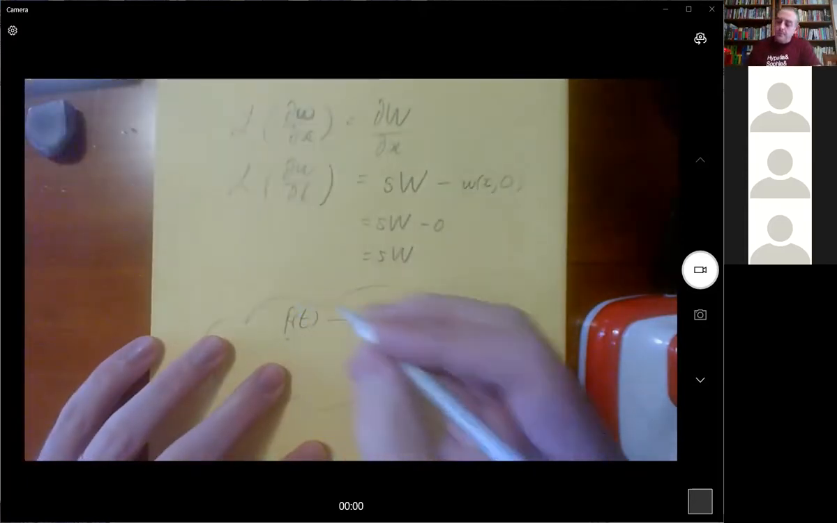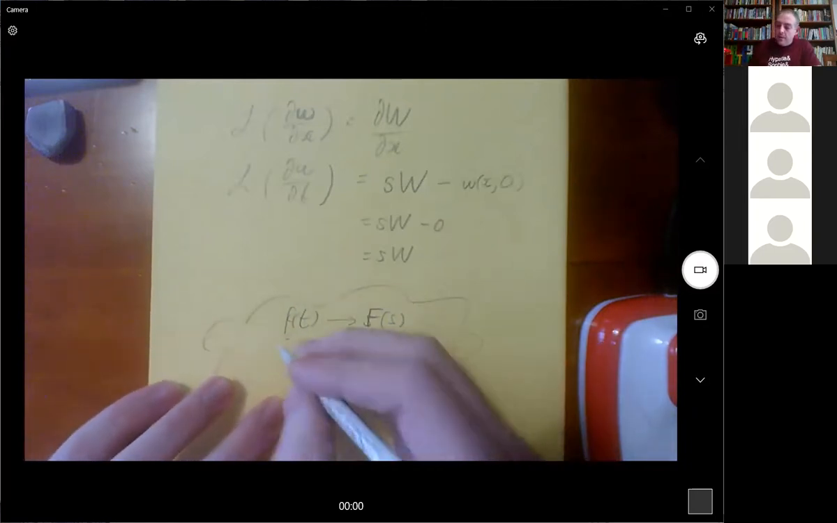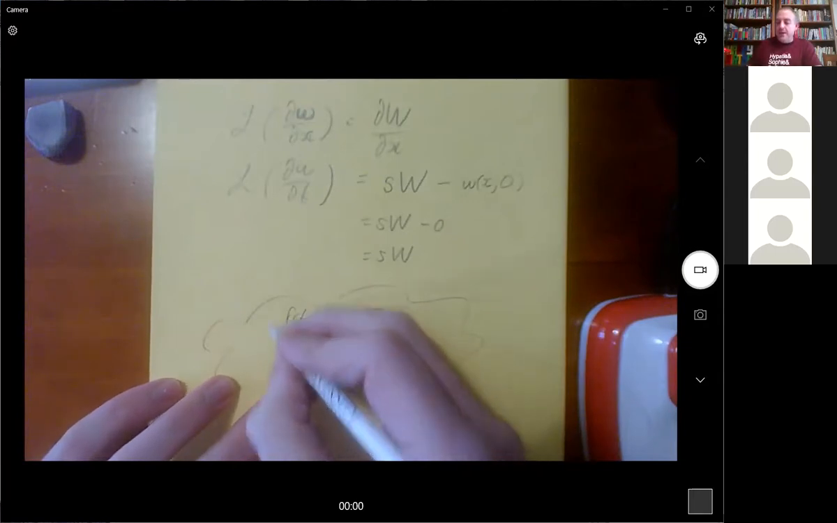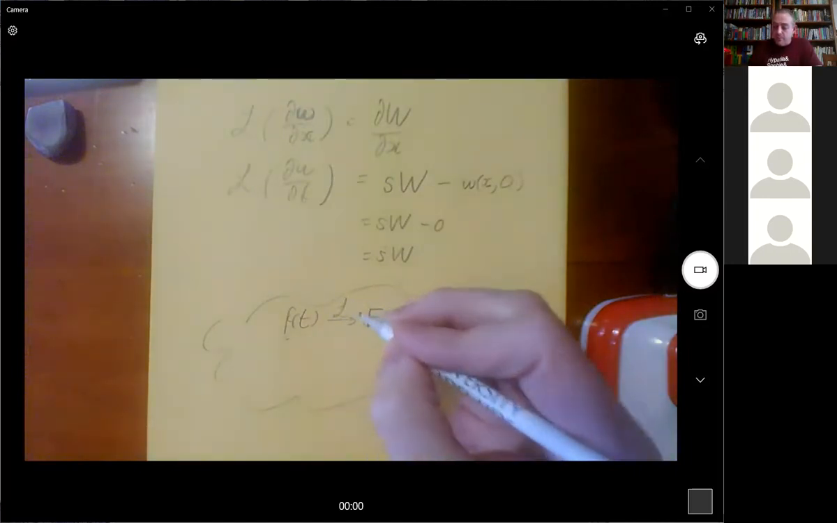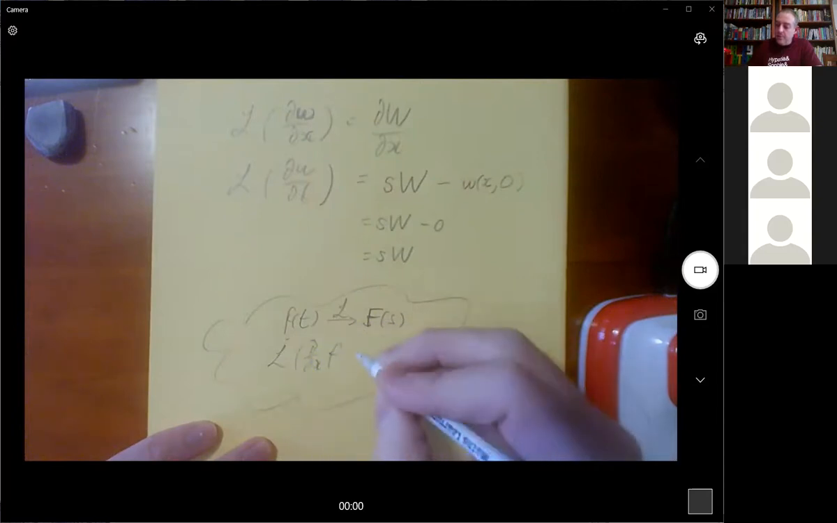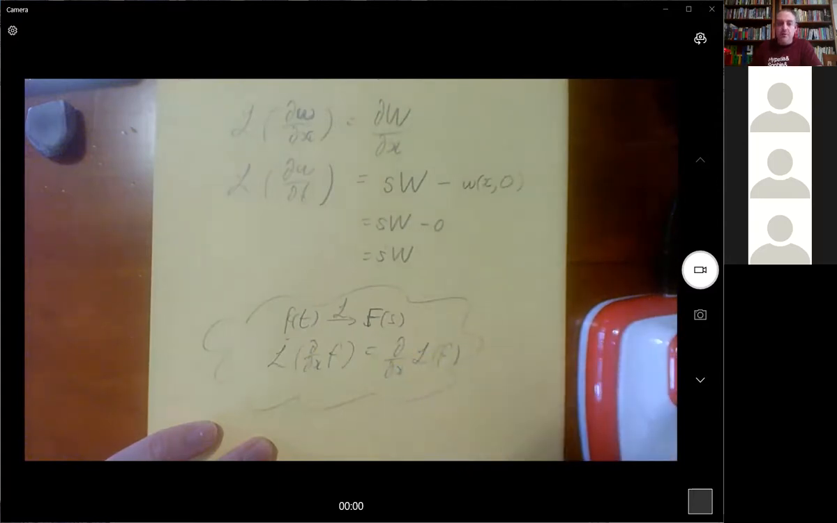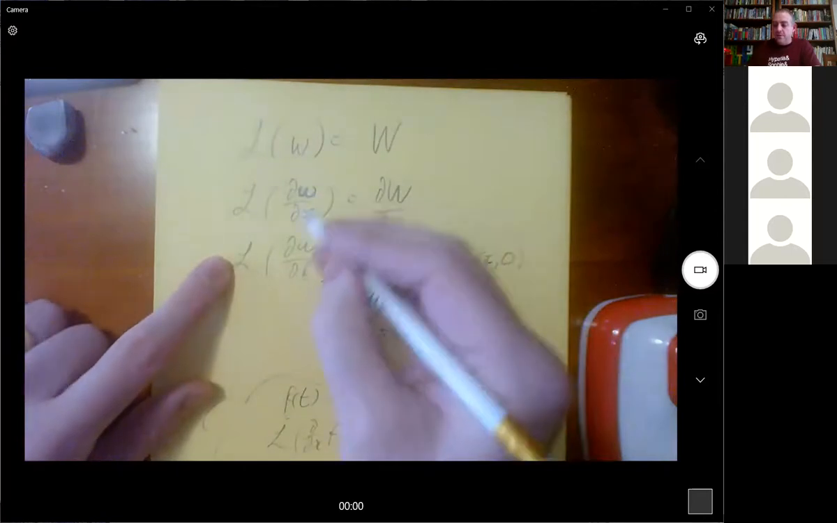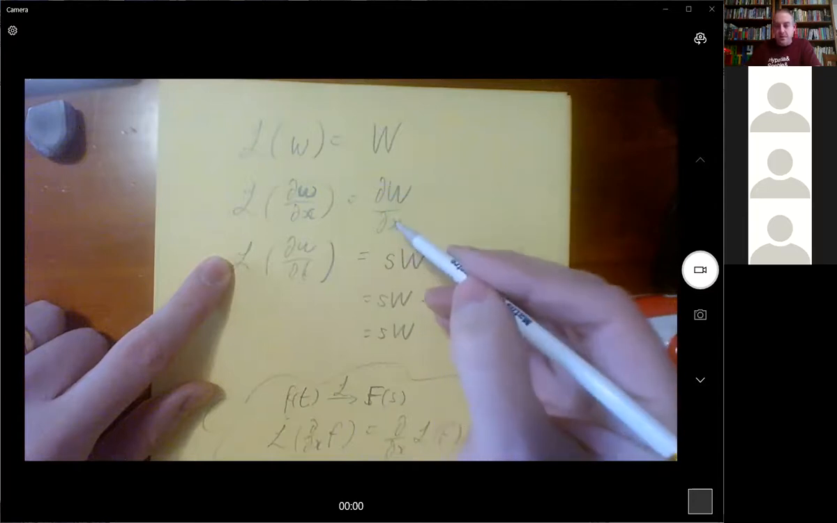And so if the f of little t becomes a capital F of s, then doing anything to this involving x isn't going to make any difference to the Laplace transform. So the Laplace transform of d on dx of some function is going to be the same as d on dx of the Laplace transform of that function, because the x doesn't get changed by the Laplace transform, only the t's do. And so when I write d little w on dx, when I do the Laplace transform, the little w becomes a big W, but the d on dx stays the same.